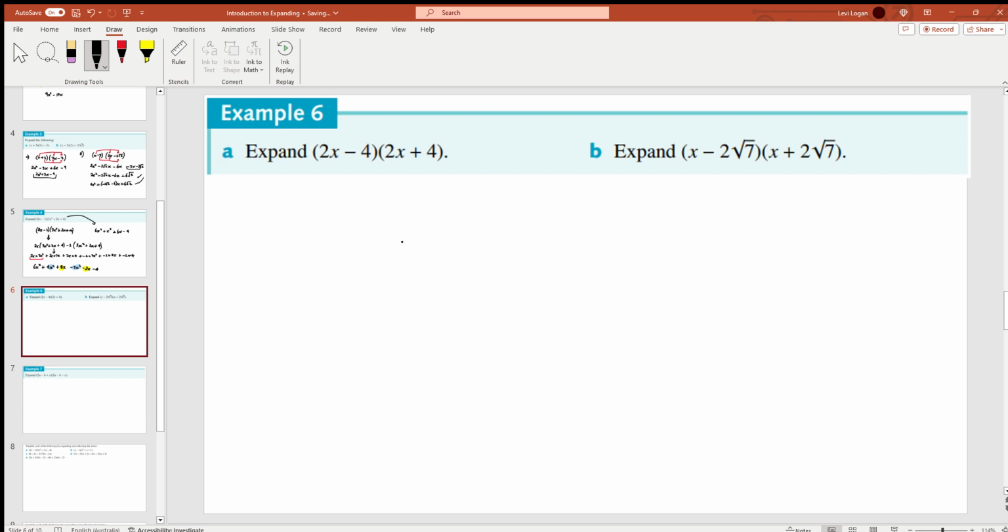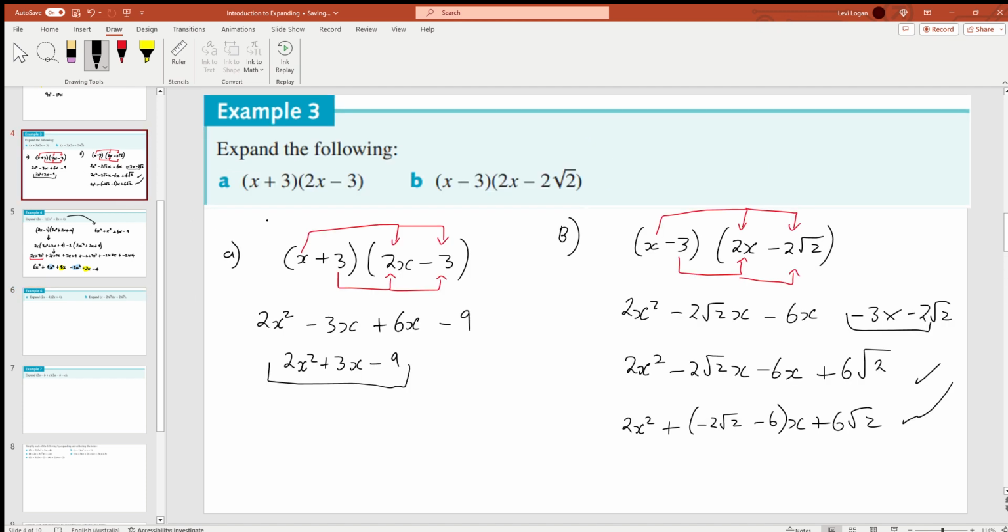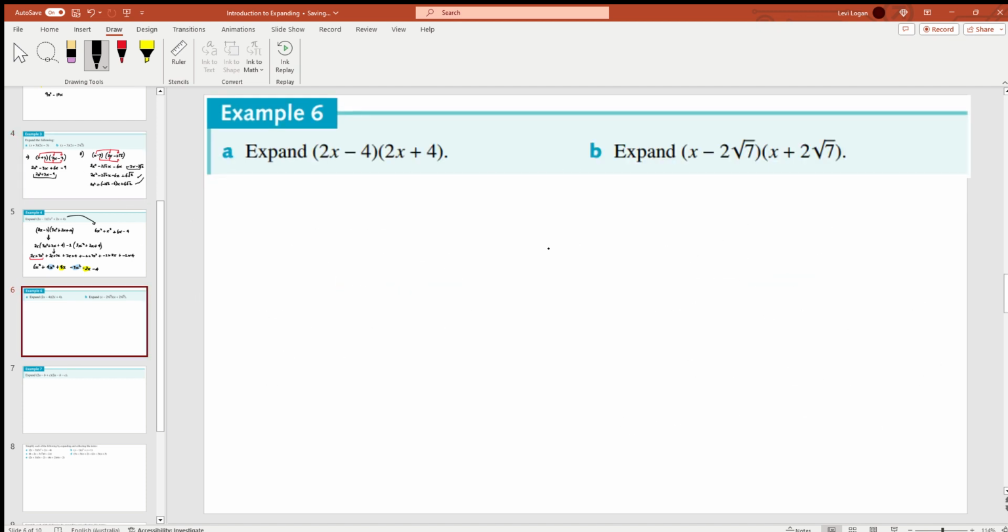Alright, so it's exactly the same example as this one up here. All they've done is they've added a couple more surds in the second example. So all we've got to do for A is just write out our bracket. So 2x minus 4 times by 2x plus 4, and then just draw your arrows. So this multiplied by that, this multiplied by that, and that.